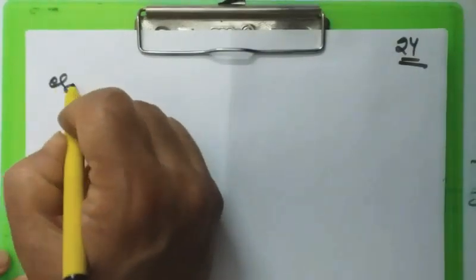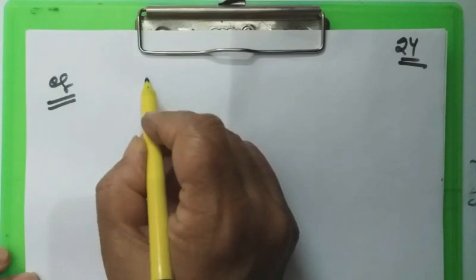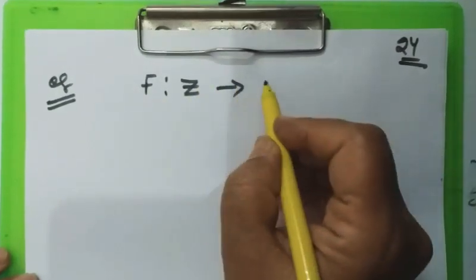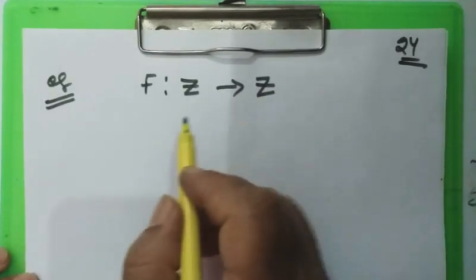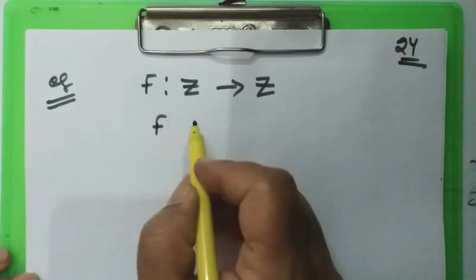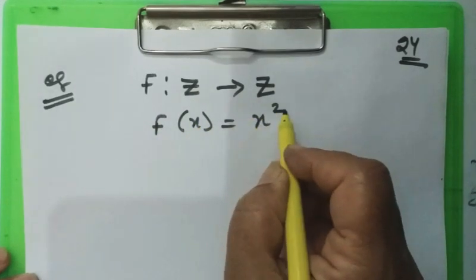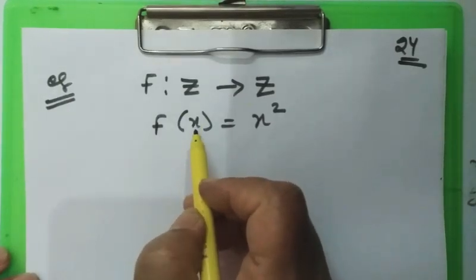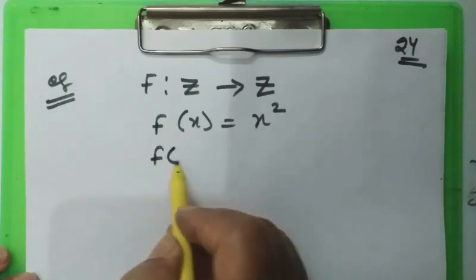Now consider one example to understand the 1-1 function. Consider a function f from the set of integers to the set of integers. Z denotes the set of integers, and the function is f(x) equal to x square. What this function is doing is acting upon any integer and squaring it. Let us give some examples.